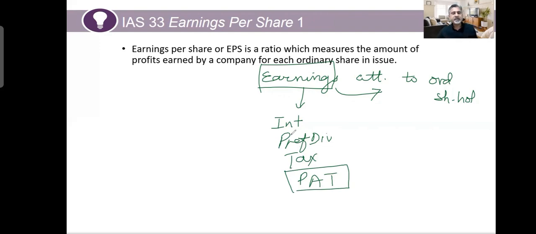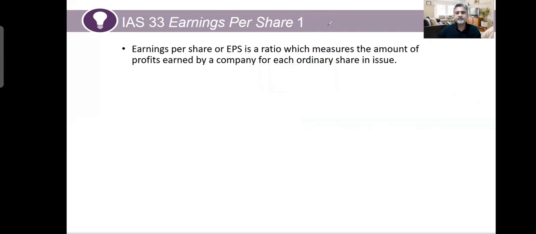So taxes have been paid, preference dividend has been paid, interest has been paid. Now this is the number which is purely available for ordinary shareholders. Nobody else has a claim on that. So this earnings number we will take, and then we divide it by the number of shares. And by the way, okay, let's move forward at speed.